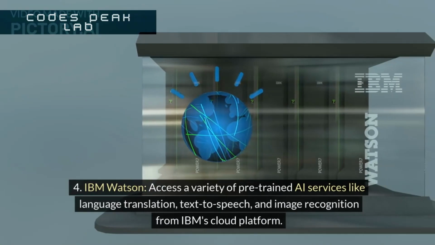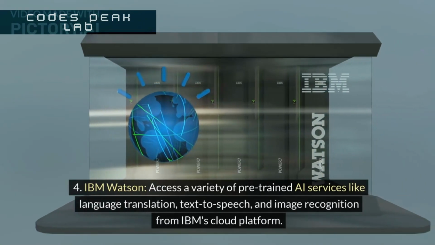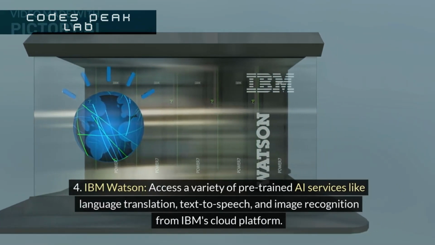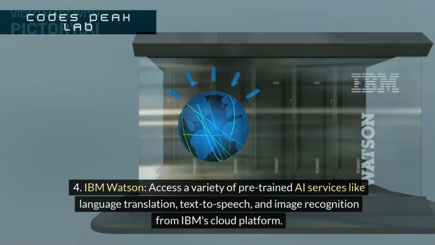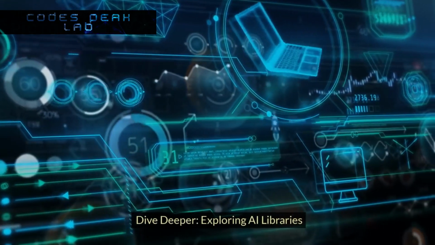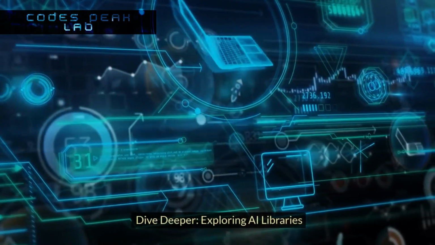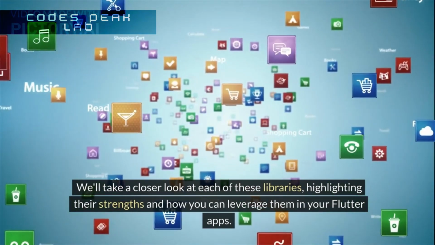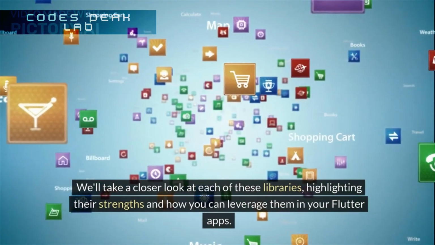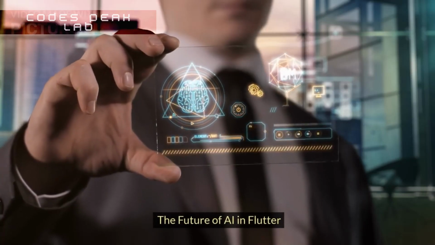4. IBM Watson. Access a variety of pre-trained AI services like language translation, text-to-speech, and image recognition from IBM's cloud platform. Dive deeper, exploring AI libraries. We'll take a closer look at each of these libraries, highlighting their strengths and how you can leverage them in your Flutter apps.